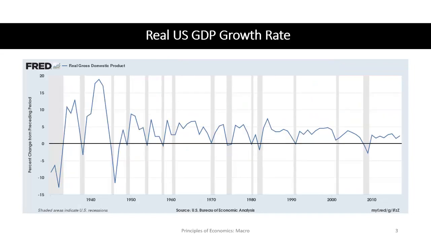Let's look at the US GDP growth rate. You can see in each of these gray bar years, GDP declined below zero. So this is the growth rate, and when GDP decreases, growth rate is negative or below zero. Now, these ups and downs in GDP are often called business cycle.